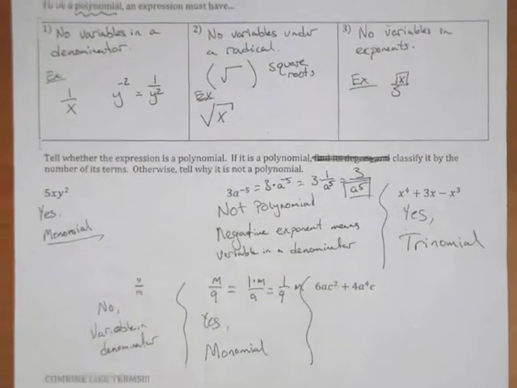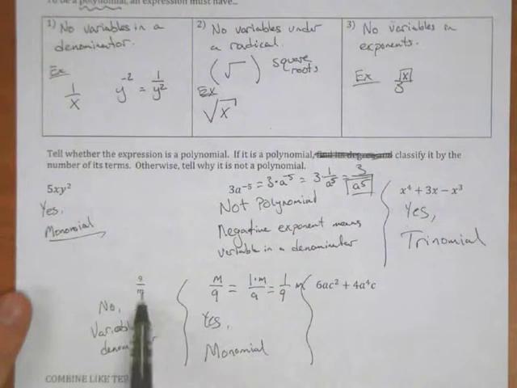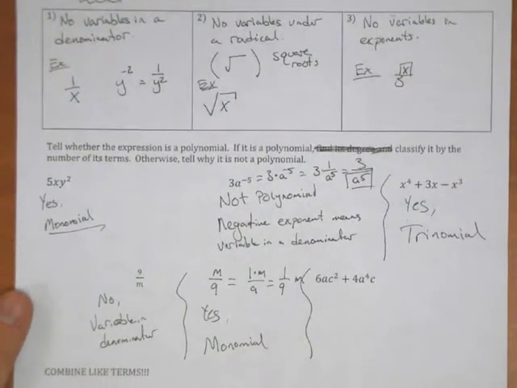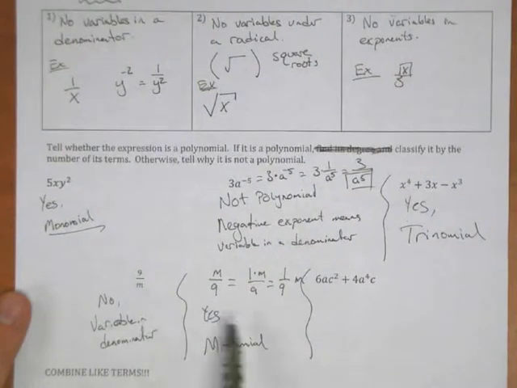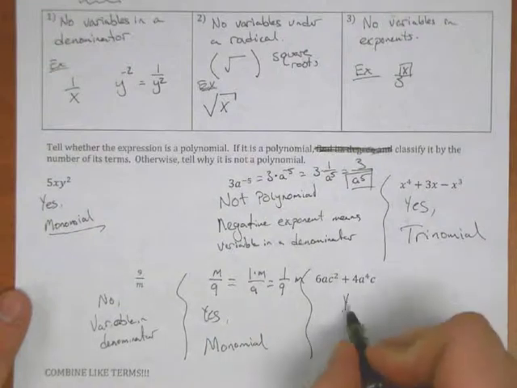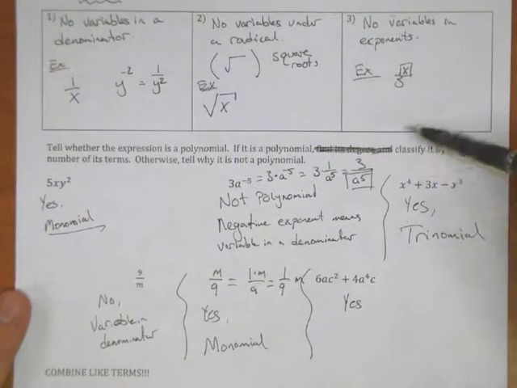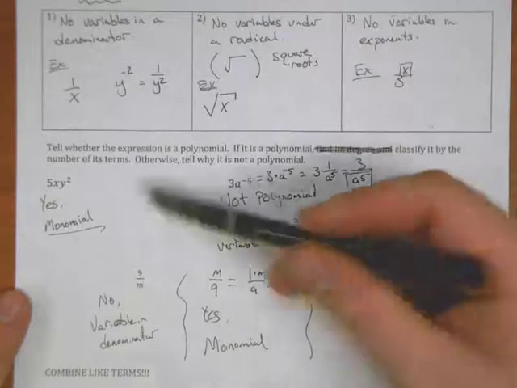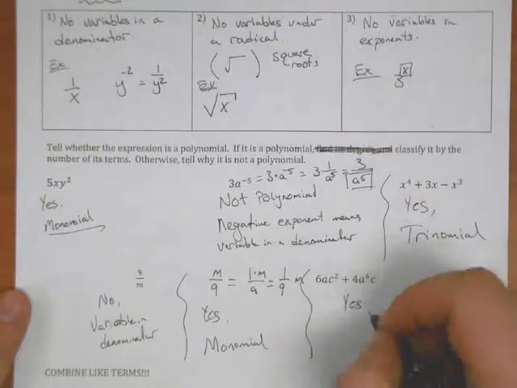Okay, these two might be a good example to highlight or star in your own notes, as contrasting things that look very similar but have very different answers. On the last one, yes, again, no radicals, no exponent variables, and no variables under a fraction bar. Yes, and this is a binomial.